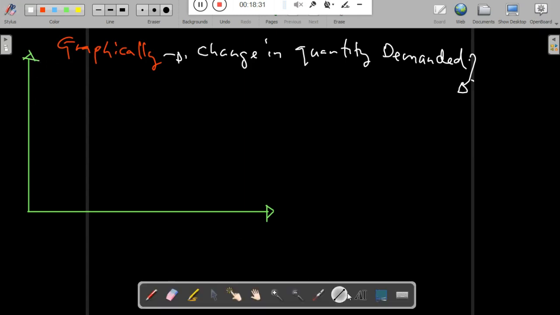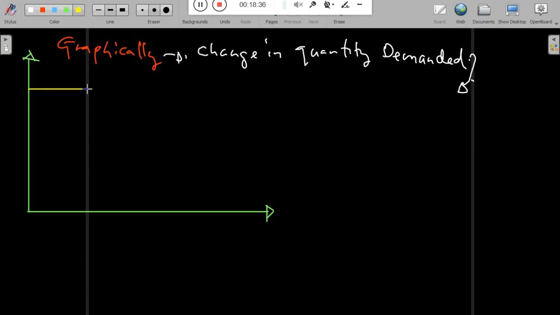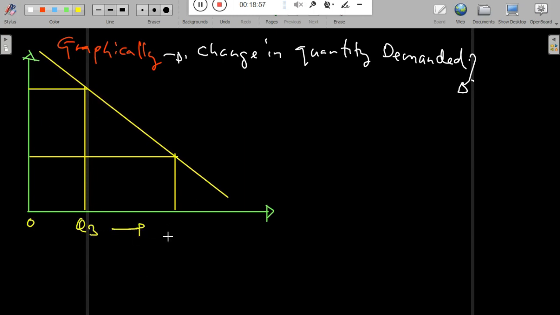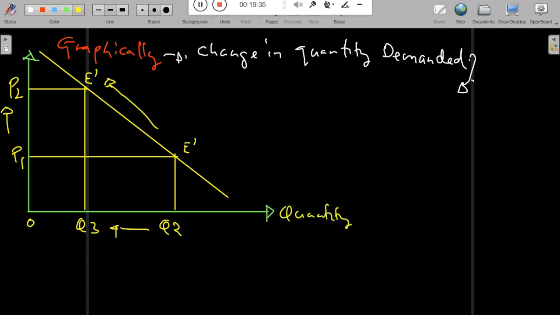So when you try to sketch the graph showing the change in quantity demanded, that refers to an increase or decrease in quantity demanded by consumers due to a change in the price of commodities. Usually when the price increases, quantity demanded decreases, and vice versa, as you can observe. So when you sketch the graph with the change in quantity demanded, at the price level on the left hand side we have 0, and on the x-axis we have the quantity, that is Q3 and Q2, as you can observe, and at the price we have P1 and P2.